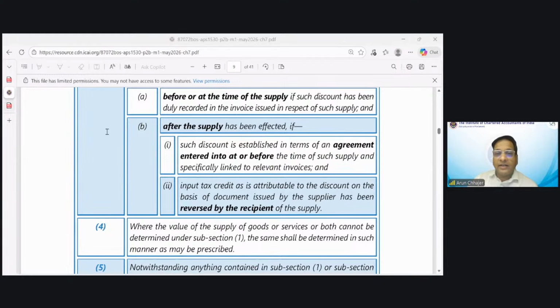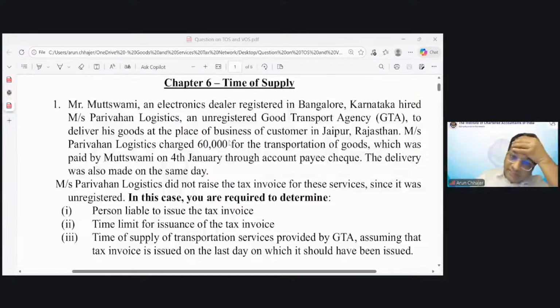Now one more question, I have given an additional question which you will solve, but meanwhile let me unmute Navneet, and Navneet, ask once.